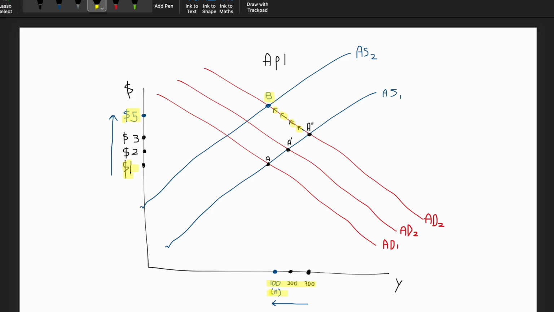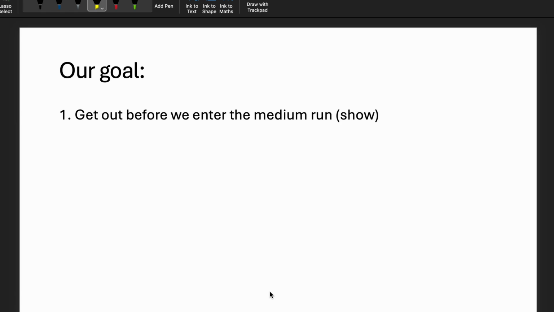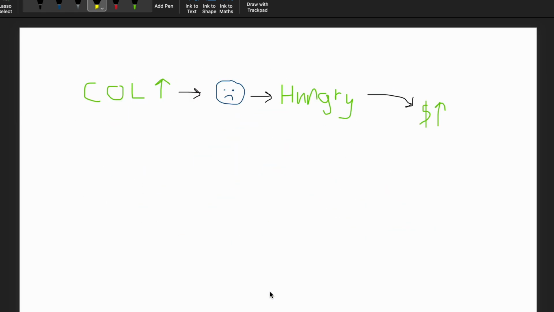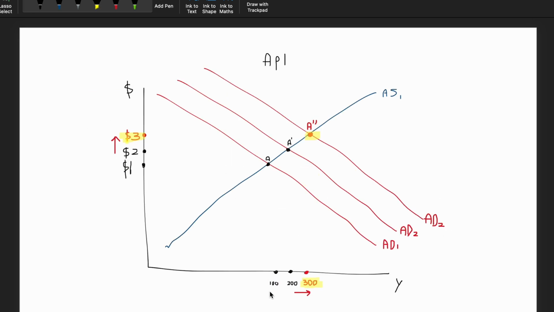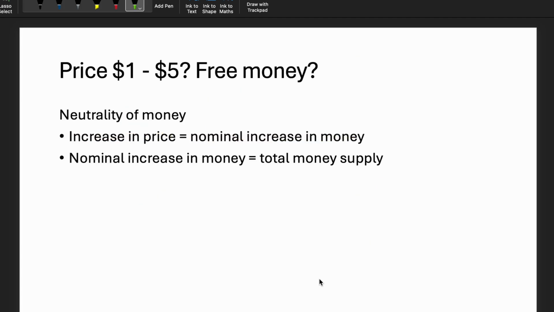So all these corrections have been made in the medium to long term. So what is our goal? Our goal is to get out before we enter the medium run. Our goal is to get out when we're all the way back at this point here, all the way here, when price is at its highest, when demand is at its highest, and before any corrections have been made. That is our goal, so we can maximize our profits.